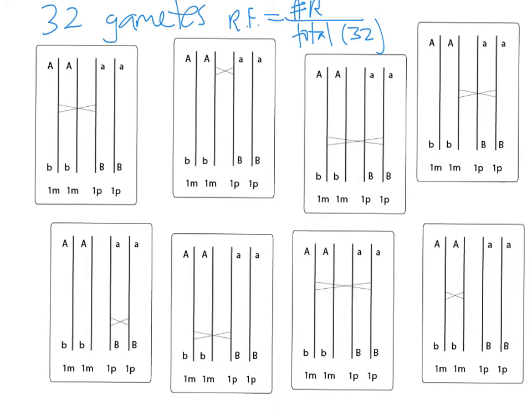So here, there's a parental. Actually, let's just say that everyone that involves a crossing over event is a recombinant type, for simplicity. We'll make it easy. Okay. So do that. So in this case, it was the first and the third chromatids that have undergone recombination. So they produced recombinant type gametes.